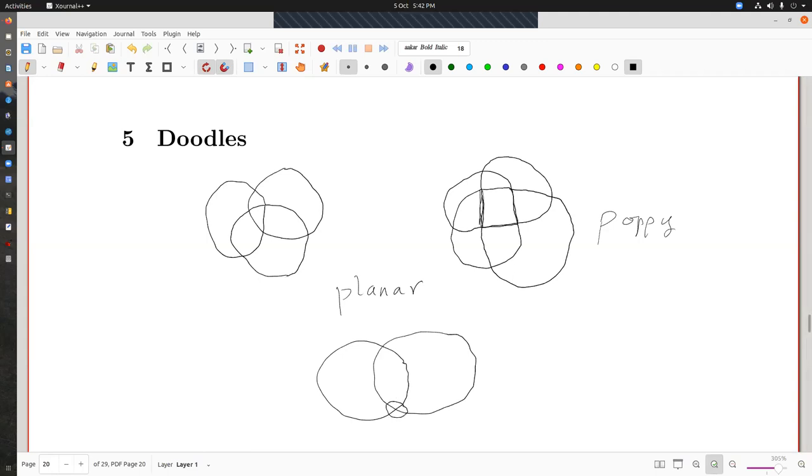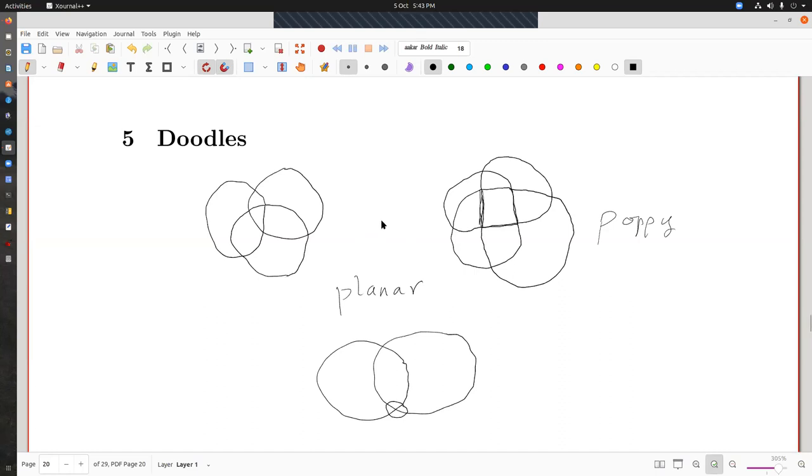Okay, so it's got an ordinary crossing here and a virtual crossing here. And you will recognize this, of course, as the meridian and longitude of a torus. So this is non-planar, of course. But anyway, the point is with planar doodles, we don't have the R3 move.